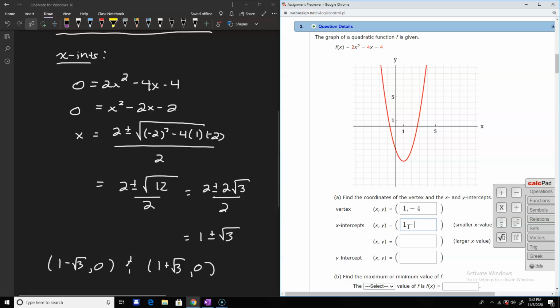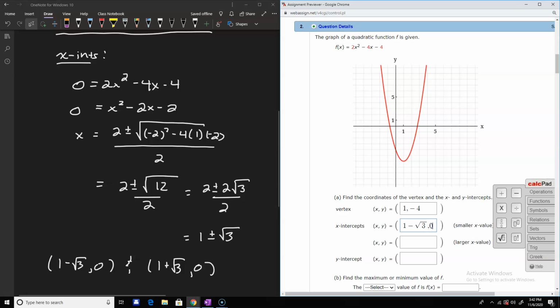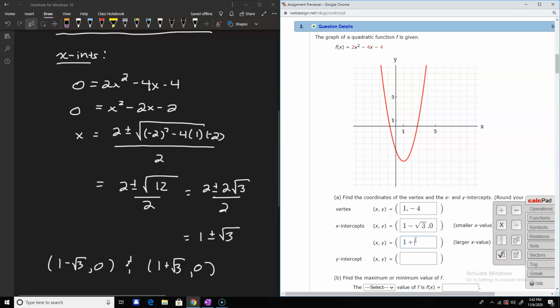So 1 minus the square root, can't remember if the command works. Yeah, it does. 1 minus the square root of 3, and 1 plus the square root of 3. Oh, it wants me to do comma 0 as well, so don't forget that. So 1 plus the square root of 3, comma 0.